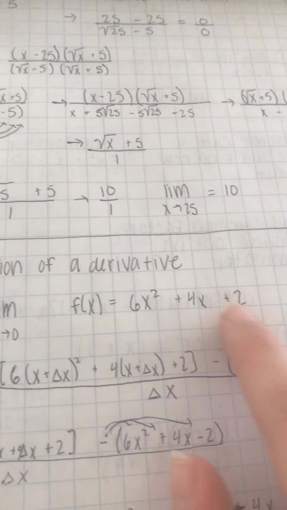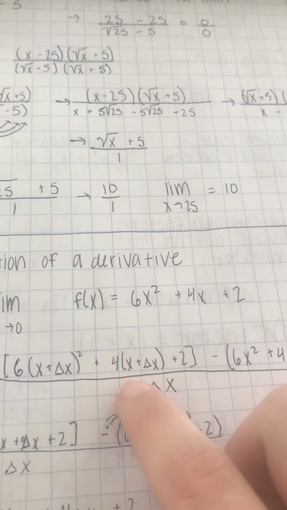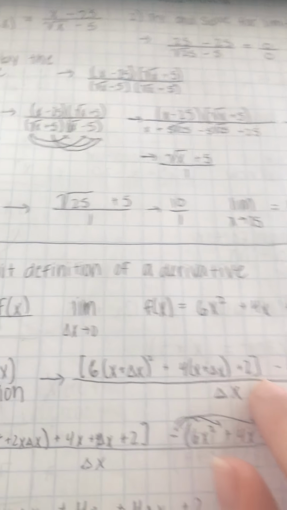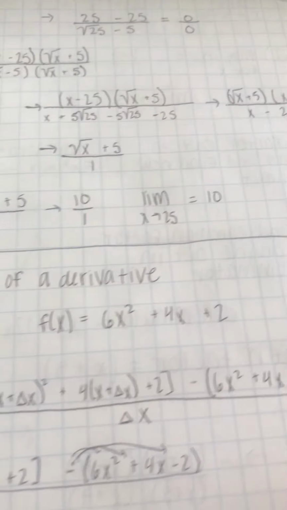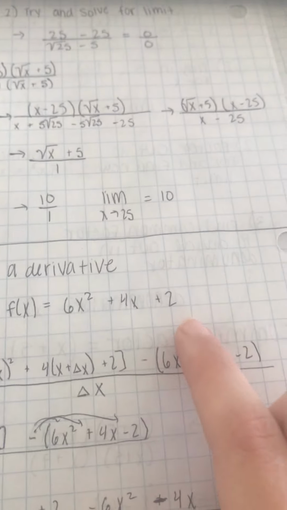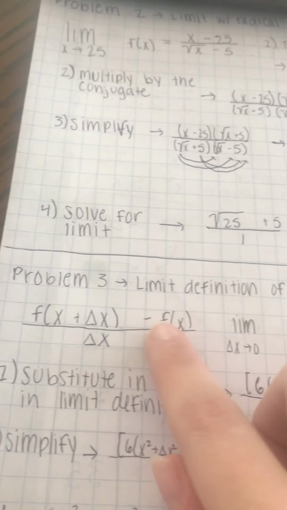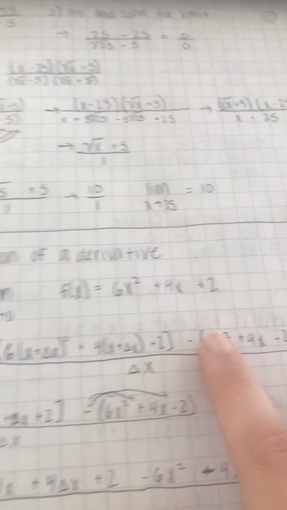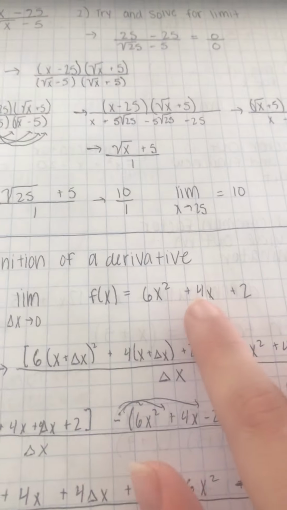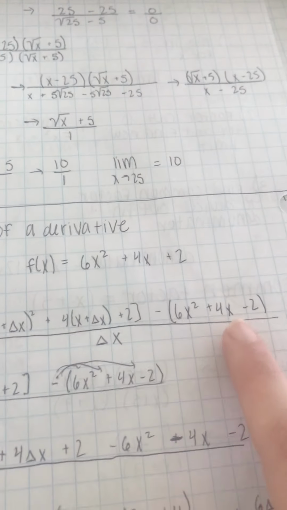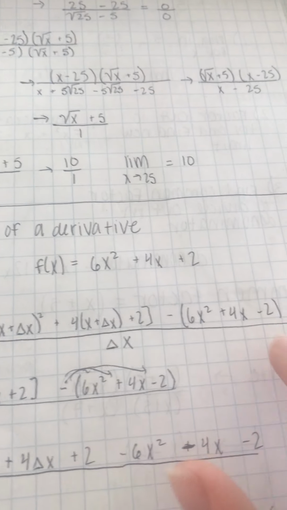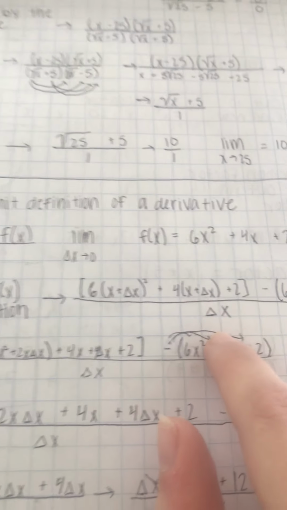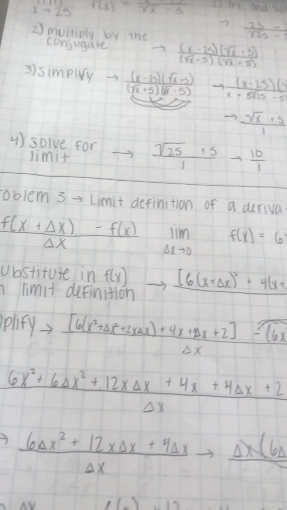Then it's plus, we have a 4x, so it's 4 times x plus delta x, and then plus 2, and that's in brackets, because those are like their own terms. And then minus, and then in parentheses, because you have this negative here, and that negative is going to distribute out all of this, and then it's just f of x here, so you just put the equation in here. So it's the same thing that was there, but it's in parentheses because it's going to be negative, and then all of that's over delta x. You don't have to put anything there, it's just delta x.